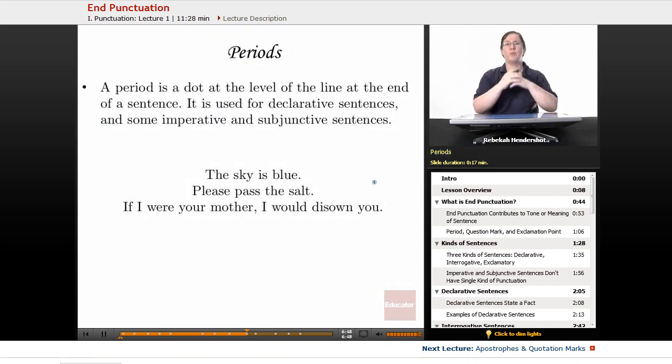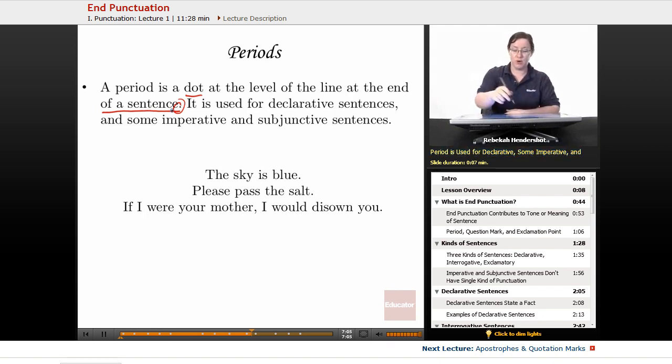So let's look at the actual punctuation. What is a period? Just in case you don't know, a period is a dot at the level of the line at the end of a sentence. You see this period right here? It's on the same level as the line on which the words rest. It's a little dot on that level. That's all a period is. It is used for declarative sentences and some imperative and subjunctive sentences. The sky is blue. Please pass the salt. If I were your mother, I would disown you.